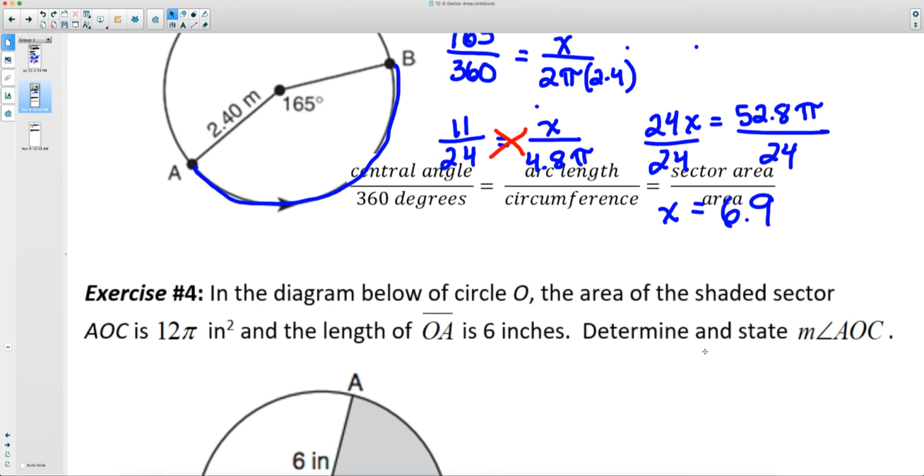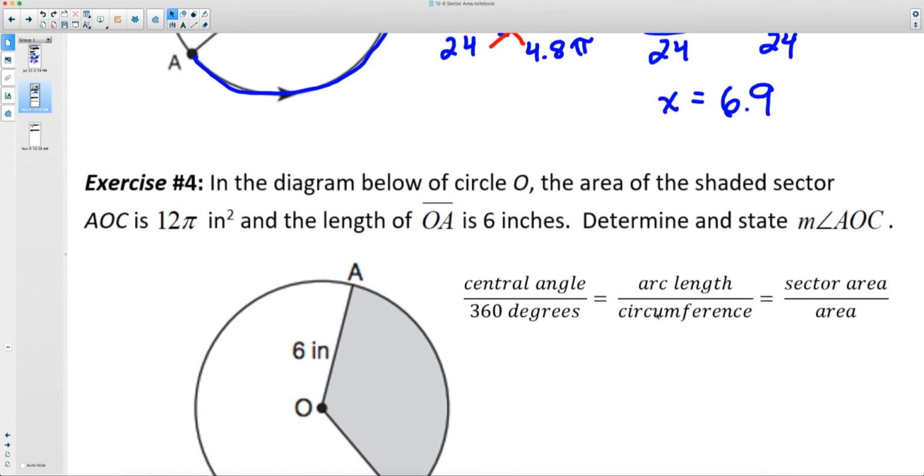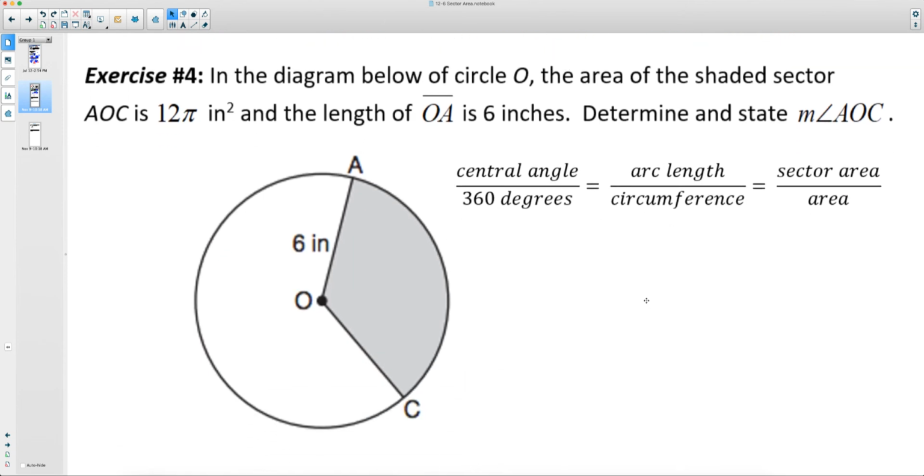Okay, let's take a look at another one. So I'm bringing this down again. Here they give us the area of the sector. So we know that the area of the sector is 12 pi inches squared, and we know the radius is 6. Determine and state the central angle.